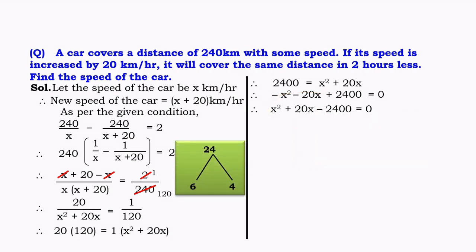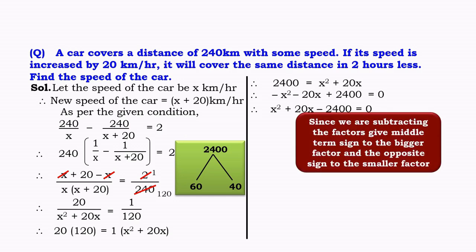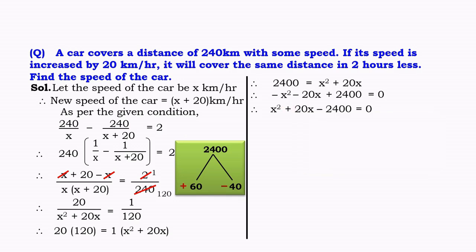Find two factors of 2400 whose difference is 20. These factors are 60 and 40, because 60 minus 40 equals 20. Since the last sign is negative, we give the positive sign to the larger factor and the negative sign to the smaller factor. So, we split the middle term as plus 60x minus 40x.